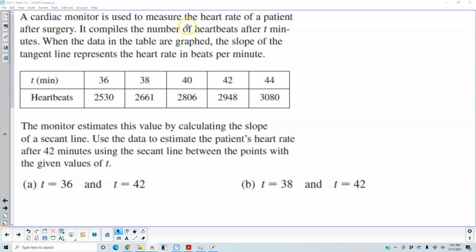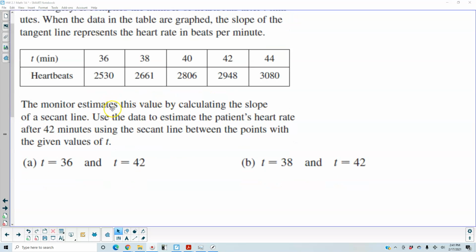A cardiac monitor is used to measure the heart rate of a patient after surgery. It compiles the number of heartbeats after t minutes. When the data in a table are graphed, the slope of the tangent line represents the heart rate in beats per minute. Here we have t, which is in minutes, going from 36 to 44, and then here we have the heartbeats. Now, the monitor estimates this value by calculating the slope of a secant line.